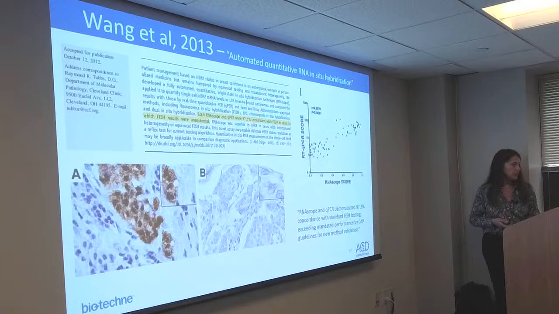The rest of this paper describes how to look at RNAscope in a quantitative manner and how to pull out data that's not just, well, I can see brown and then I can't see brown. We're quite proud of the fact that between RNAscope and qPCR, we had a 97% concordance with standard FISH testing, which means we beat CAP's requirements for what makes for a robust assay in a clinical setting. So for us, that was pretty good.